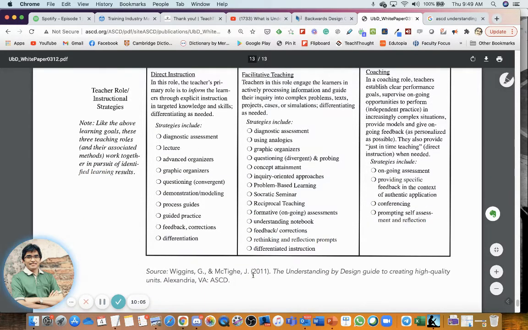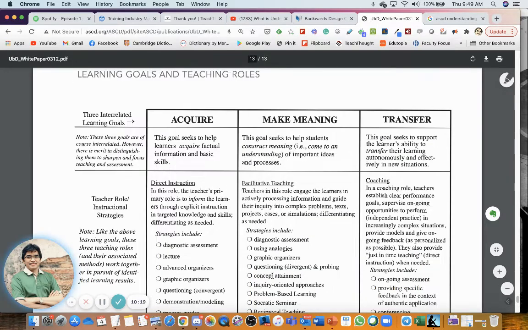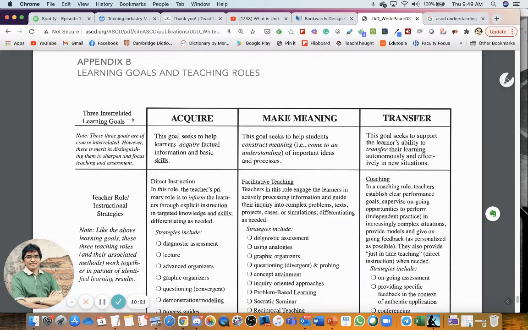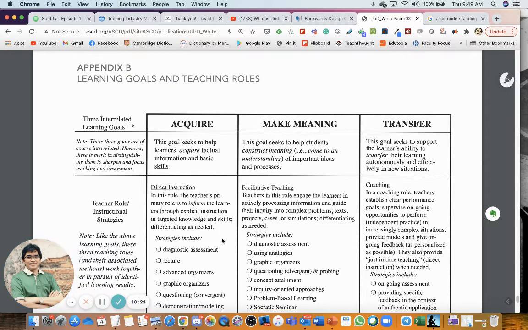This table is taken from this particular book, Understanding by Design Guide to Creating High-Quality Units by Wiggins and McTighe. That's all I want to share in this video. I personally love this idea. I like the idea of understanding by design and backward design. And of course, I want to learn more. Whatever I have read, understood, and maybe practiced, I will share with you in the next video.